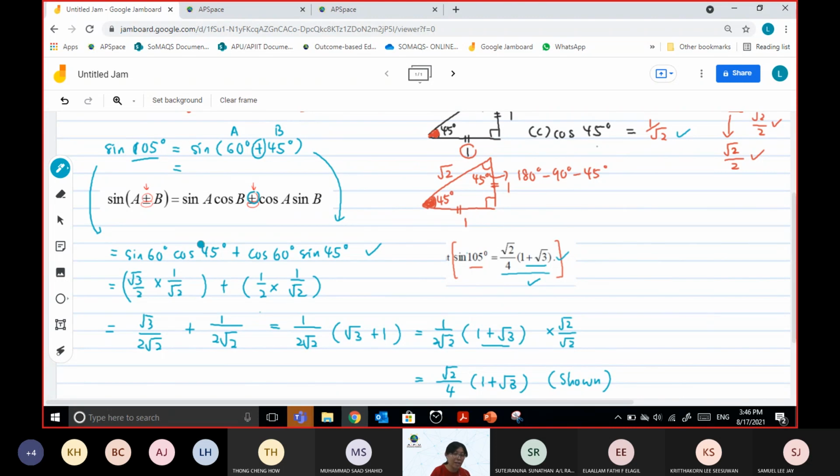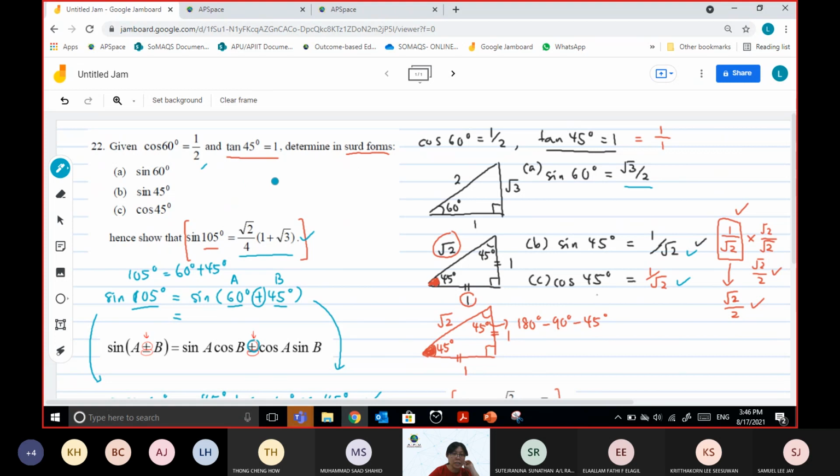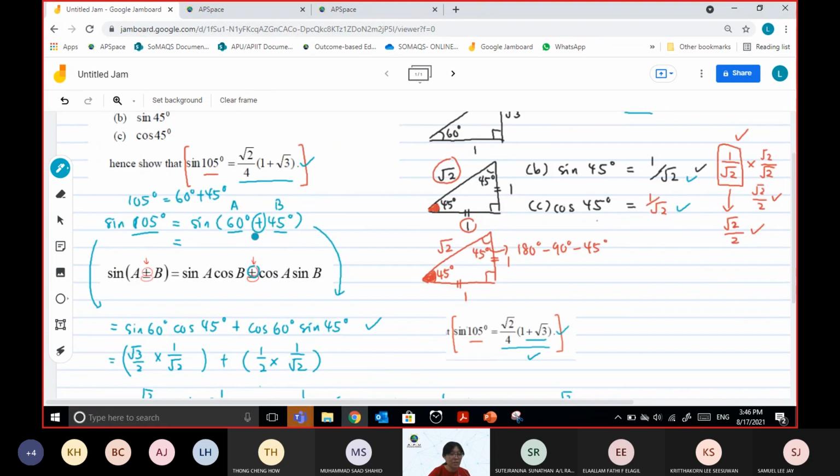You are required to find sine 105, right? So sine 105 degree is actually equal to 60 degree plus 45 degree. So for 105 degree, I write it as 60 degree plus 45. Why do I choose 60 and 45? Because in the earlier part of the question, you were required to find the sine and cos for 60 and 45. So we can apply what we have there for this part after we substitute into the formula. And 60 plus 45 is exactly 105.